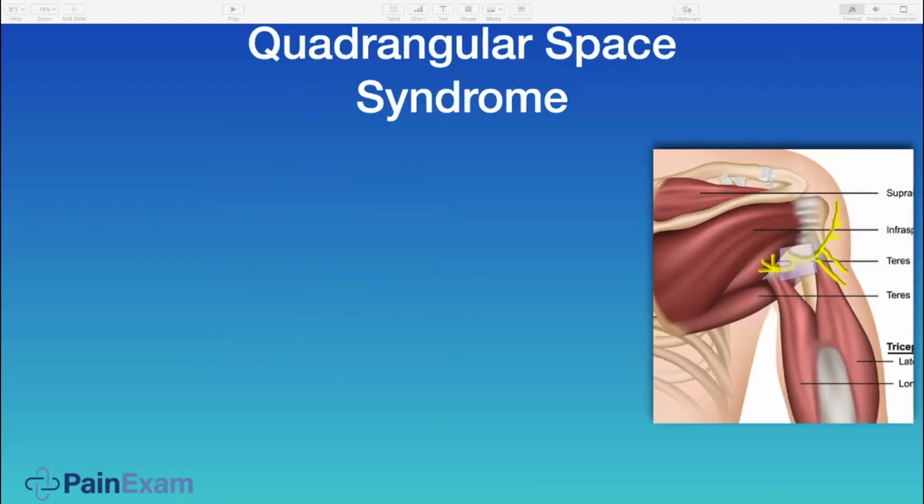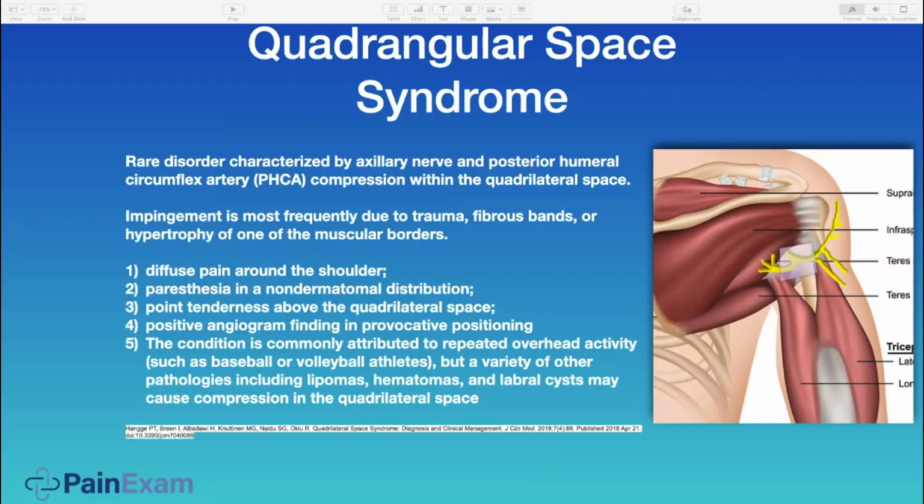Here's a picture of the quadrangular space. Again, there's actually a syndrome, which I found. I've probably seen it in the pain office, but did not recognize it until I started to teach and learn about these things. It's a rare disorder characterized by the axillary nerve and posterior humeral circumflex artery compression within the quadrilateral space. The impingement is usually due to trauma, fibrosis, bands, or hypertrophy of one of the muscular borders.